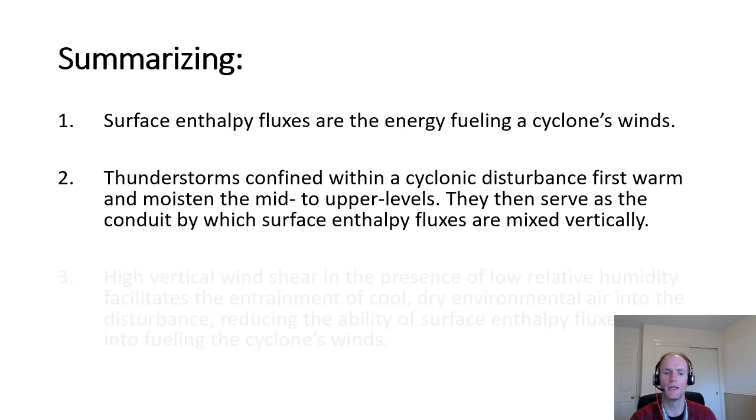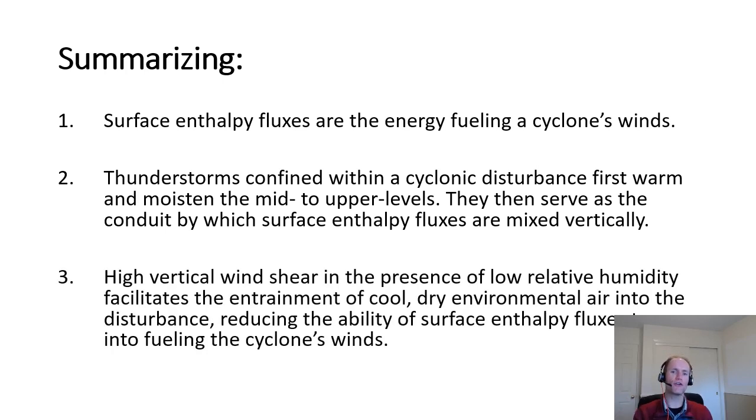disturbance to proceed. If you have high vertical wind shear in the presence of low relative humidity, not only are you going to tilt over the vortex and spread out the horizontal extent of the heating that takes place, but you're going to forcibly ventilate the cyclone with cooler, drier air that is going to weaken the extent to which it is warmer than its surroundings, thus requiring those surface enthalpy fluxes to go into rewarming that air near to the center of the cyclone before you can then use it to fuel the cyclone's winds again.